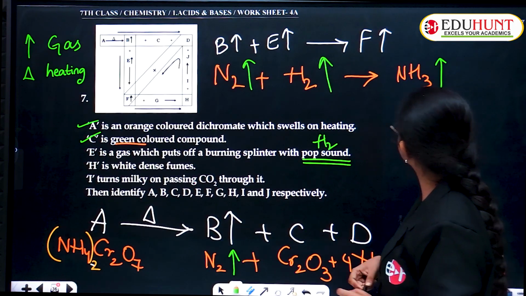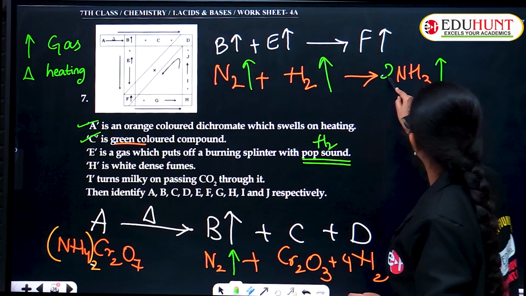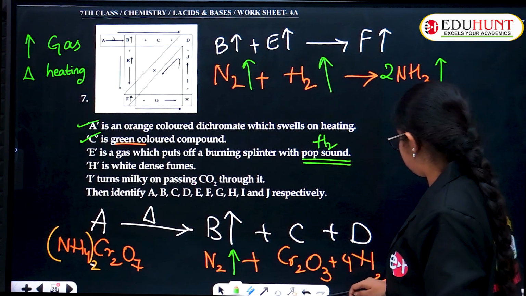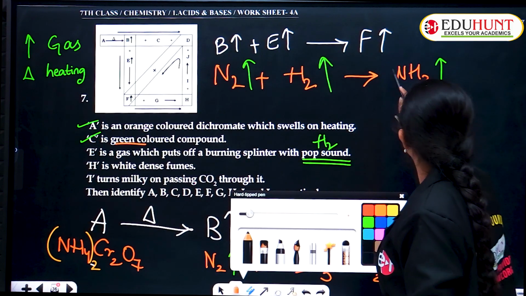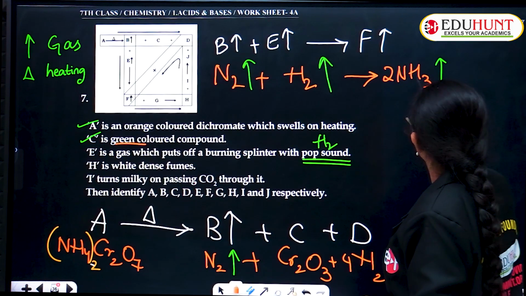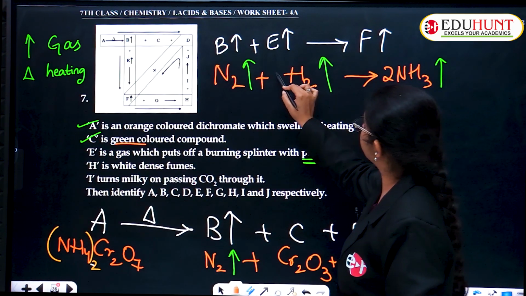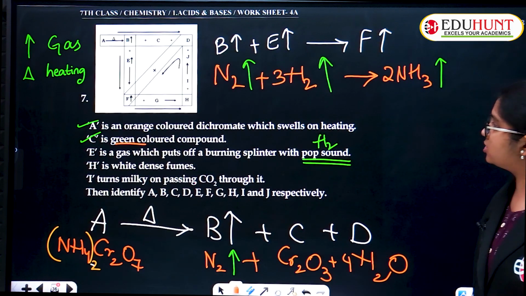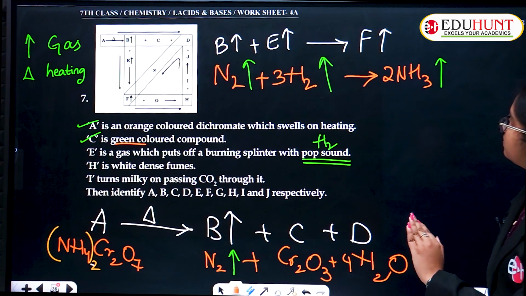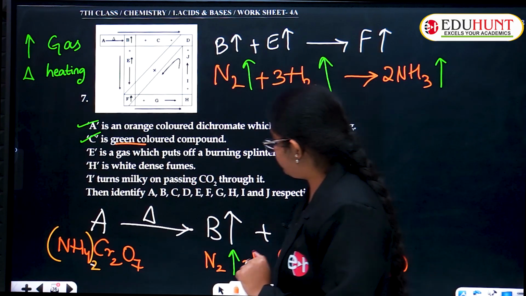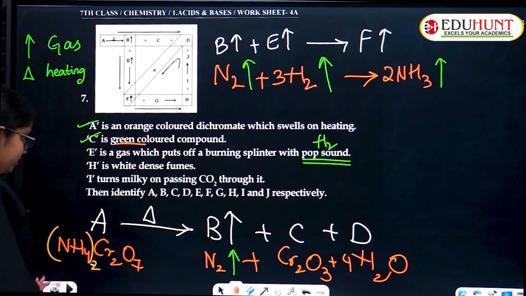So to balance this, N2, so I'll write 2 over here, and H2 with 3 is 6. So here I'll write 3. Okay, this is all about the second equation, B plus E giving rise to F. Now we'll write the names also for that.